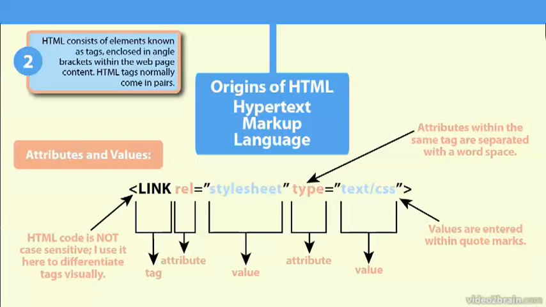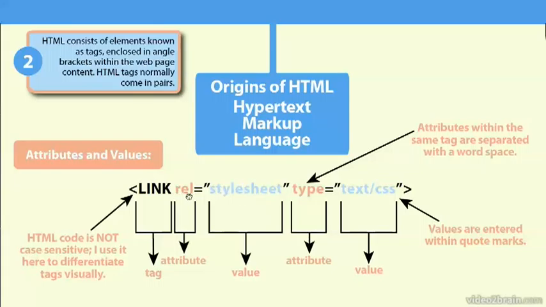So let's take a closer look at the tags we'll be using in HTML5. So I've got an example here on the screen. This is the link tag, and this is an attribute, and this is a value. So an attribute is an option for a particular tag or element, and then the value is the answer.